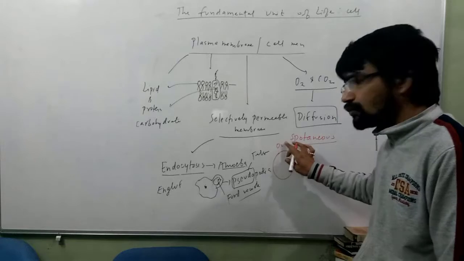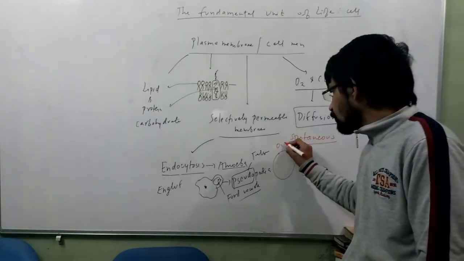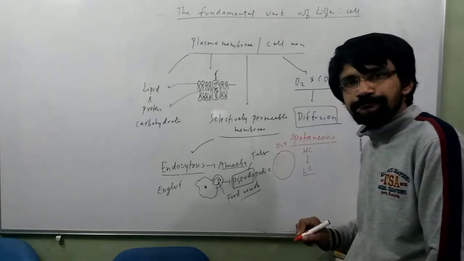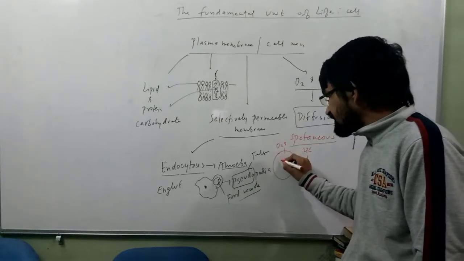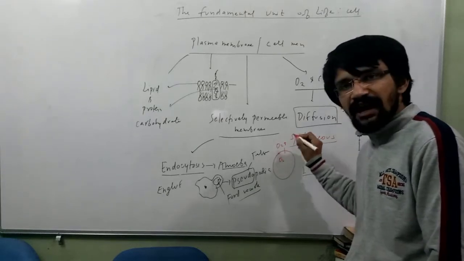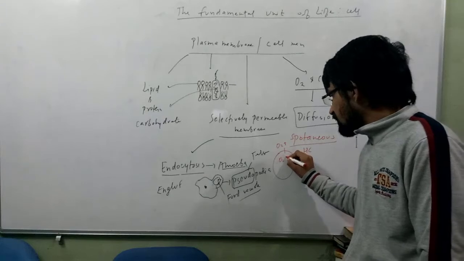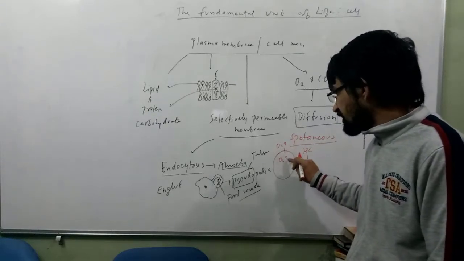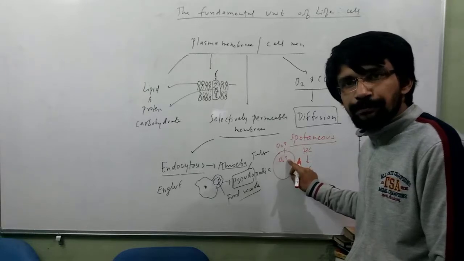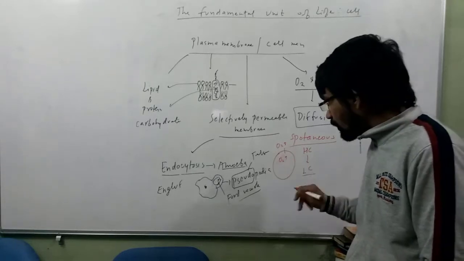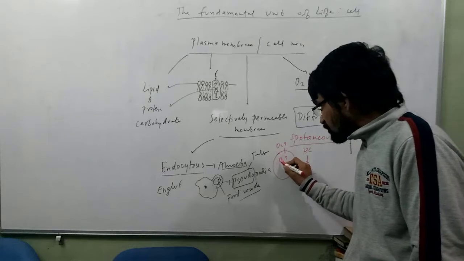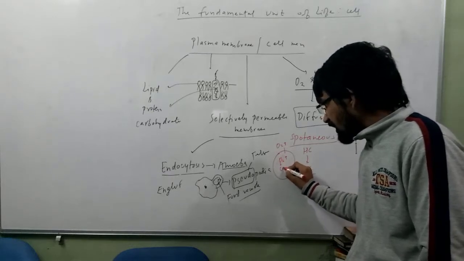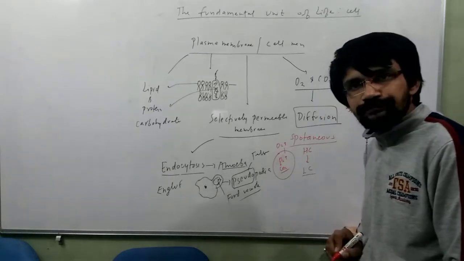Let's take the case of O2. Suppose the O2 was more outside, so O2 will come inside. That basically means higher concentration to lower concentration. Now there will be a stage in which the amount of O2 outside and inside will be approximately the same. Is that clear? Now what will happen? This O2 will be used up and it will be producing CO2.